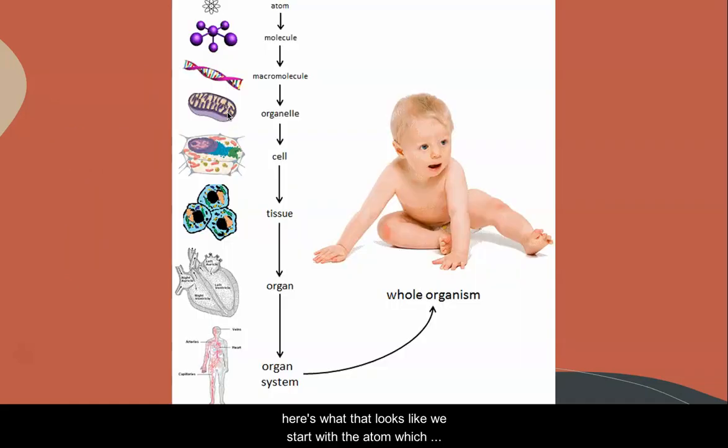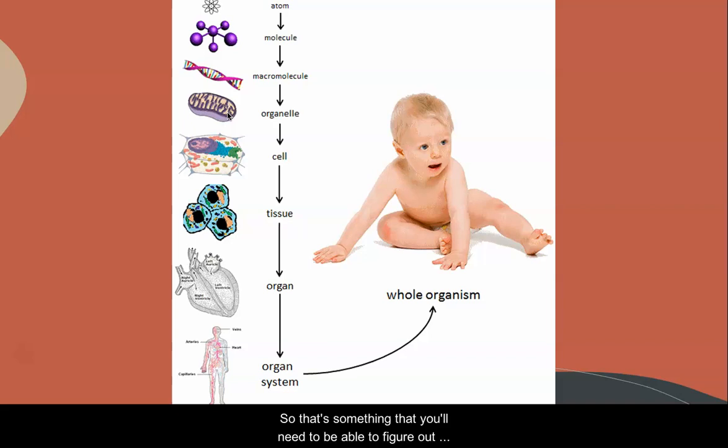So here's what that looks like. We start with the atom, which makes up a molecule, which eventually makes up a macromolecule, which is molecules stuck together. An organelle, which makes up a cell. Cells make up tissues. Tissues make up organs. Organs make up organ systems. And a bunch of organ systems can make a whole organism.